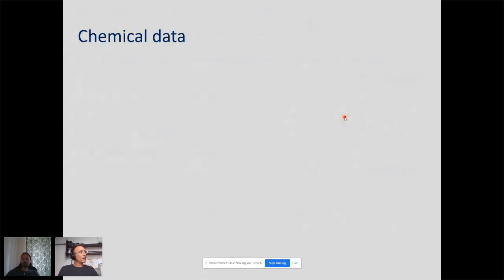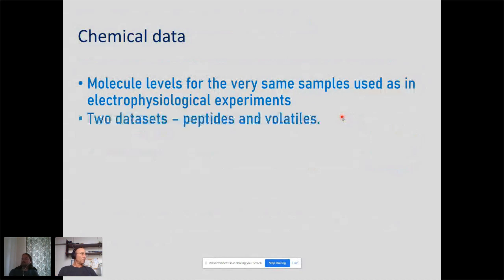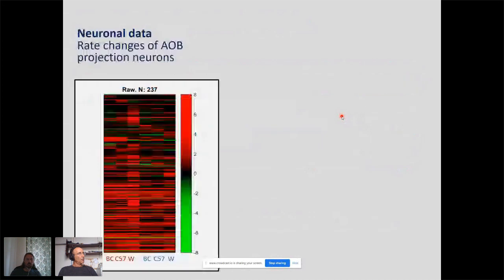In addition, we also have chemical data. The chemical data are measurements of molecule levels for the very same stimuli that we use in our electrophysiological experiments. And we have 2 data sets. One is for volatiles, and the other one is for peptides. The focus here is on peptides because these seem to be the more interesting class of molecules for these neurons.